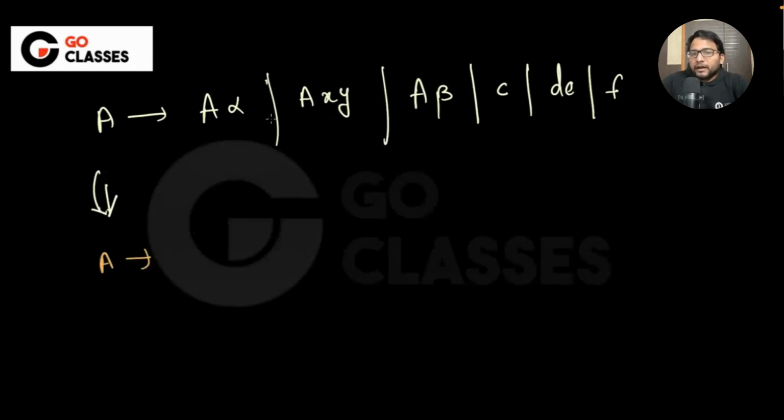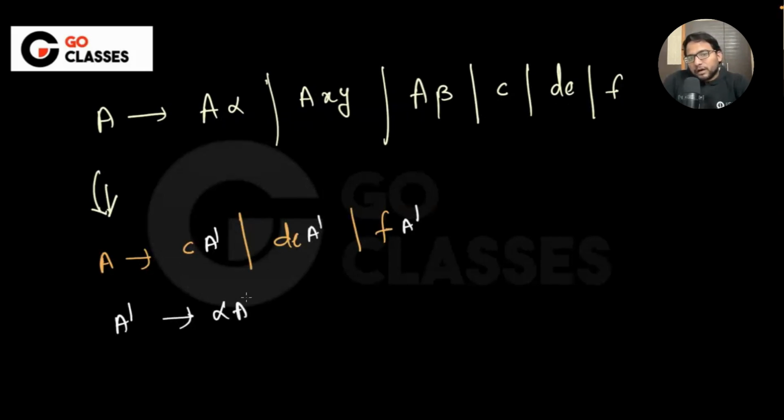See, here you will say it is basically going to this like this. So it will start with either C or DE or F. So you will write something like this, either C or DE or F, right? And then this A prime will go to either this or this. So wherever there is left recursion, you will convert that to right recursion: x y A prime, beta A prime, and then epsilon.